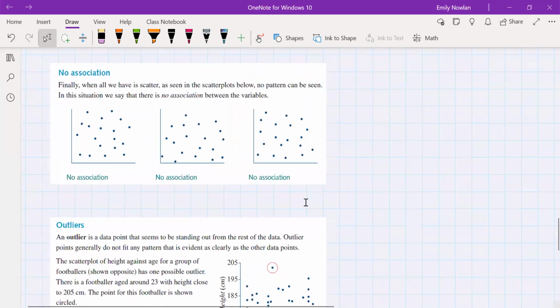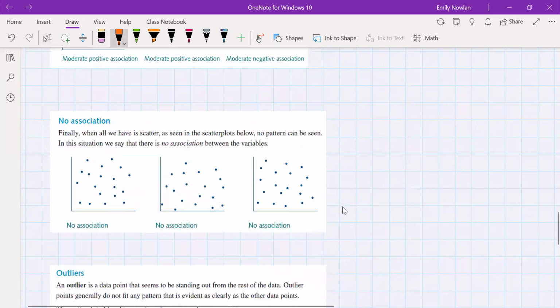And then you can have no association at all. That was like the age of people and their calf measurement. You wouldn't expect there to be an association between those.